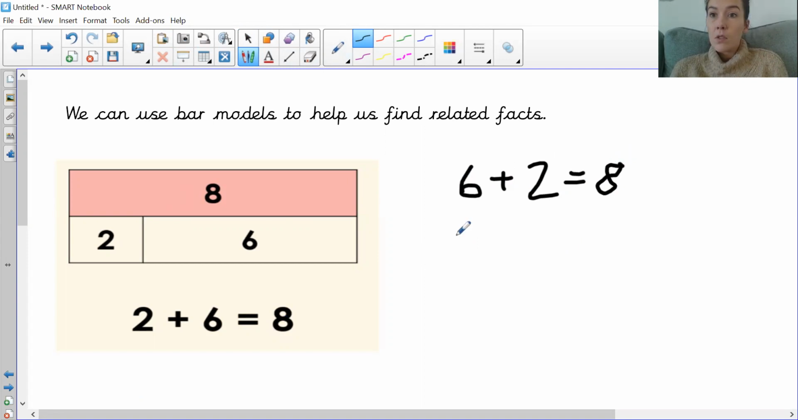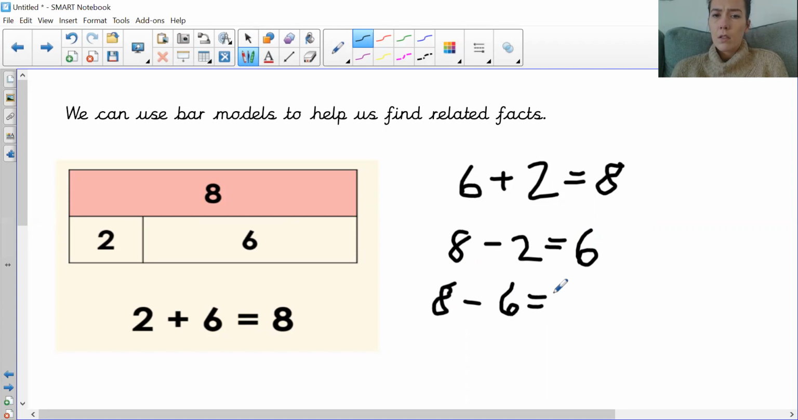Then when it comes to subtraction, we could do 8 subtract 2, so I'm doing it backwards and doing the inverse, equals 6. And then we could also do, sorry about my 8, 8 subtract 6 equals 2.